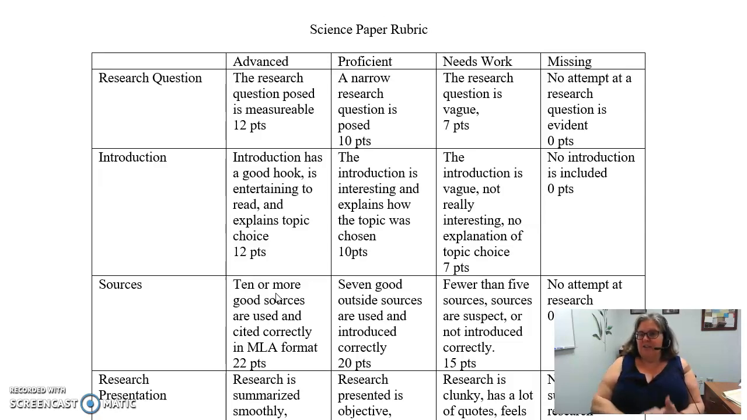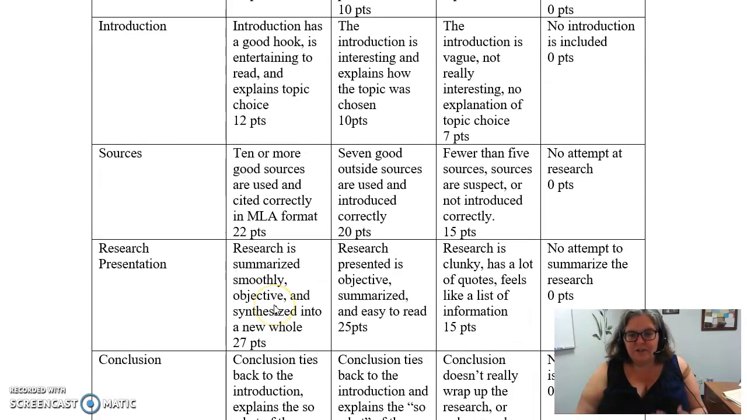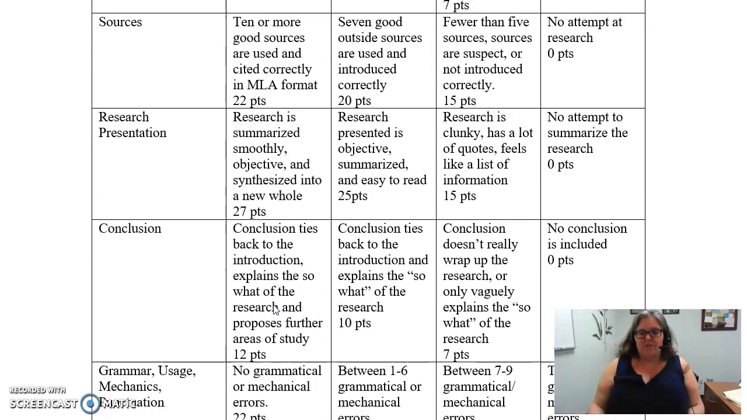Your sources, you need to have at least 7. All right, they're outside sources, they're used and introduced correctly, so you've got to do both of those. All right, your research should be presented as objective, summarized, so it should be in your own words. You should not be quoting your research. It should just really be in your own words. Should be easy to read. And then the conclusion should tie back to the introduction. So what? So it was interesting to you because blah, blah, blah, and bring it back around.